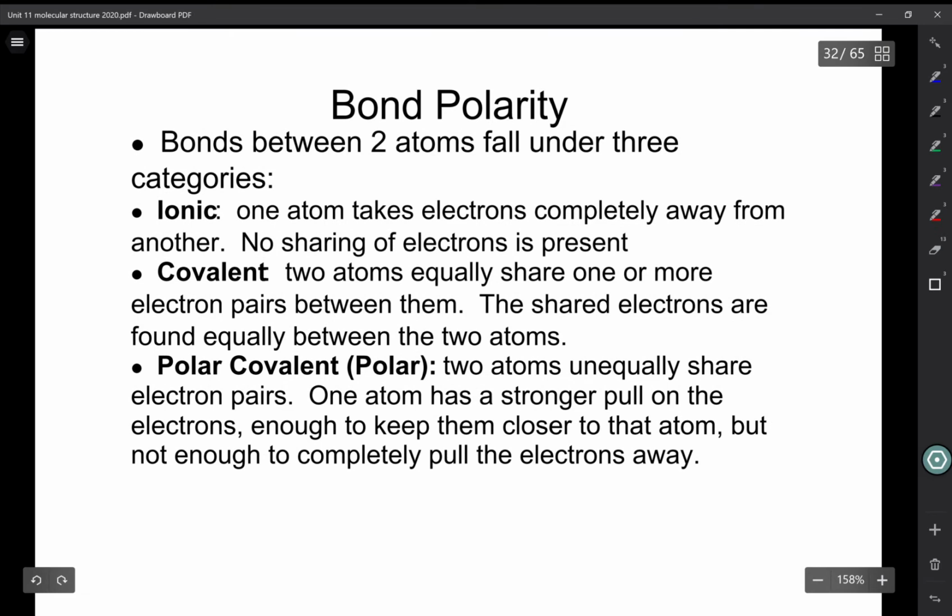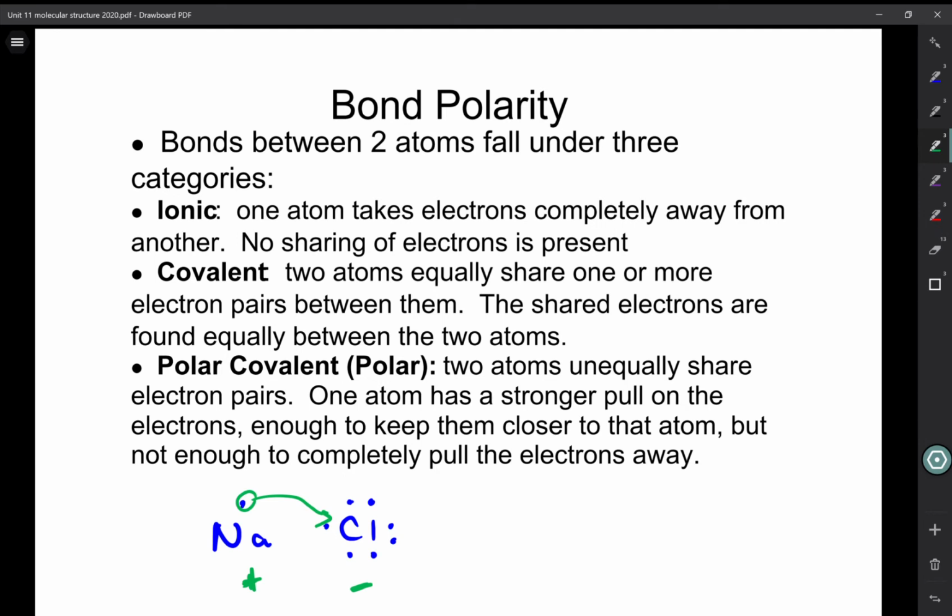So that is typically like with sodium and chlorine. You have your sodium and you have your chlorine, and the one electron is completely taken away. So that gives you a positive sodium ion and a negative chlorine ion, and the positive and negative are attracted to each other, and that's your ionic bond.